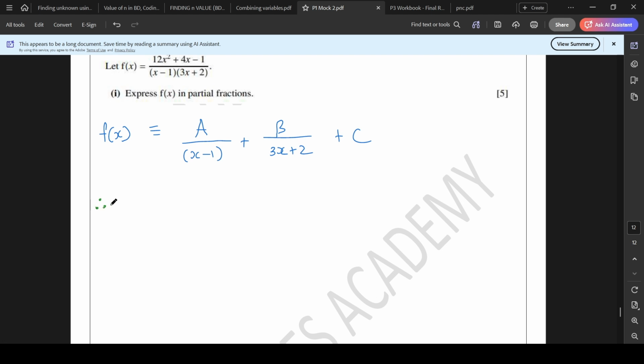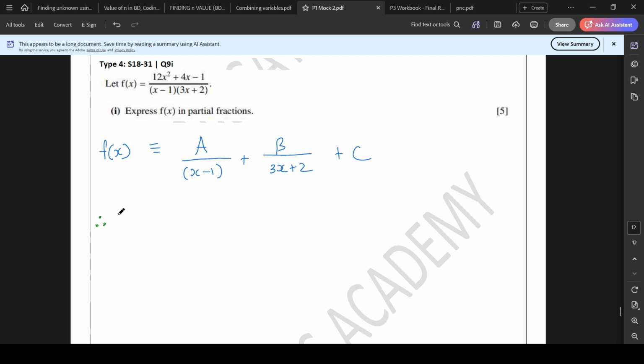The numerator part on the left side will be 12x squared plus 4x minus 1. On the right hand side, with A it will be 3x plus 2. With B it will be x minus 1. And with C, because I need to divide and multiply with the entire (x minus 1)(3x plus 2), I'll need to write (x minus 1)(3x plus 2). Now, because the denominators on each side are similar, I'm not comparing them. I'm just comparing the numerator part.